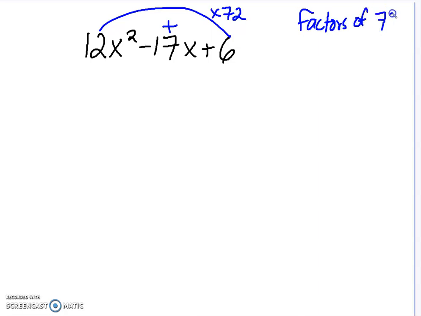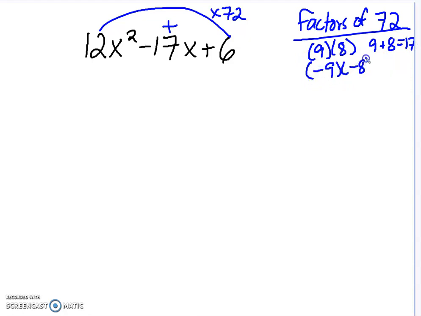of 72. So 72 is 9 times 8. But if I add 9 and 8, I get 17, but I need negative 17. So I'm going to flip the signs of 9 and 8 because negative 9 times negative 8 still gives you a positive 72. But when I add them, I get negative 17. So this case works.